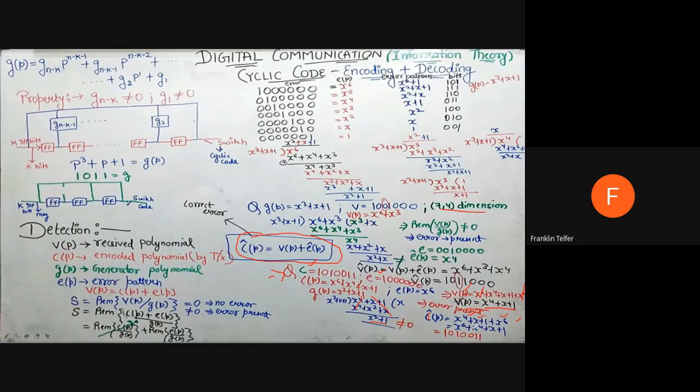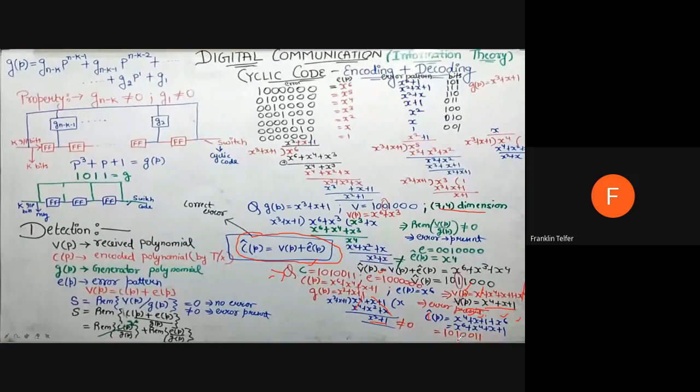So what happens here? Just reshuffle. x power 6 is 1. You don't have x power 5, so 0. x power 4 is 1. x power 3 is 0. x square is 0. And you have x as 1. The last coefficient is 1.